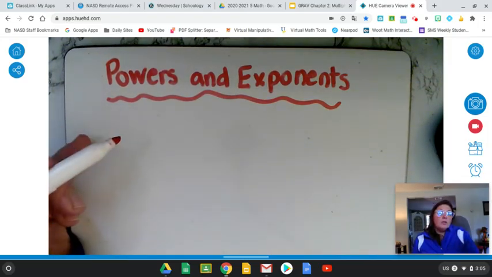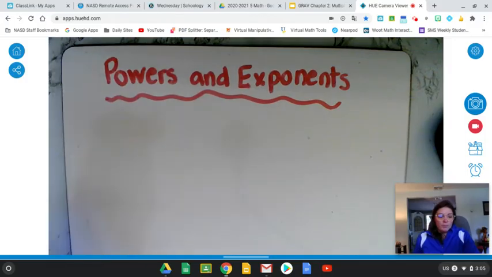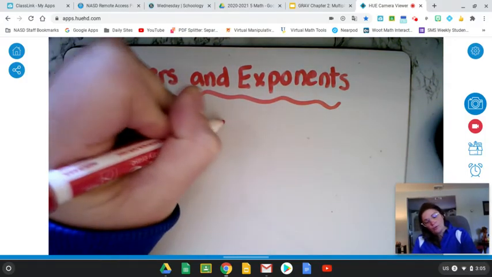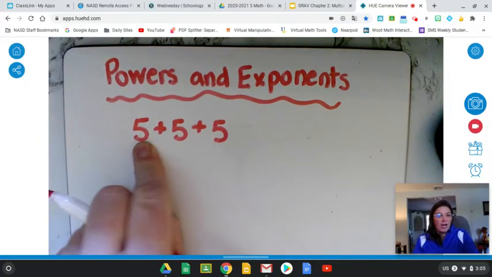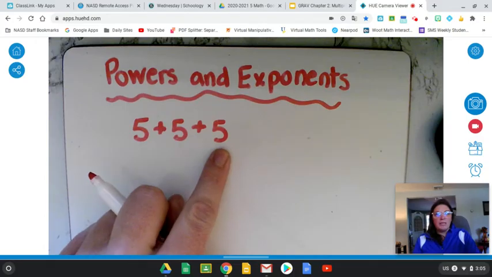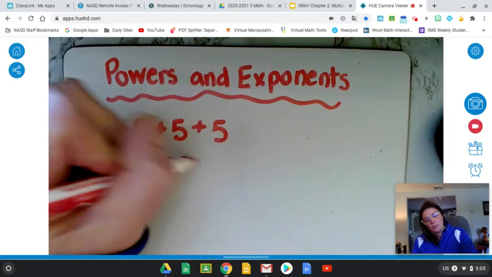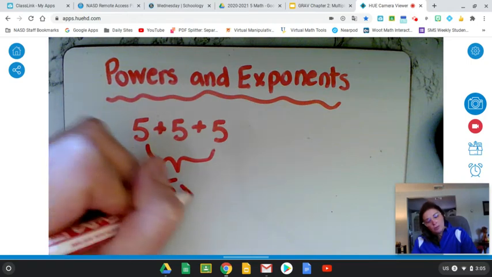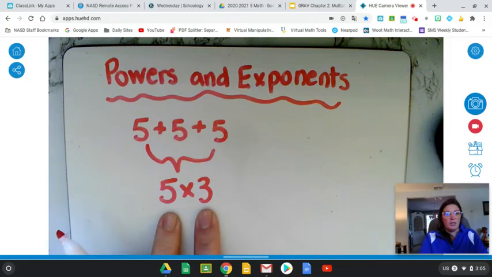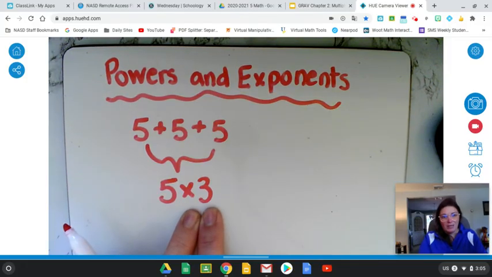So, if you have a number that is being added together over and over again, such as 5 plus 5 plus 5, that's repeated addition. And we can write repeated addition with multiplication. So 5 plus 5 plus 5 is the same thing as saying I have 5 3 times, or 5 times 3, and they both equal 15.